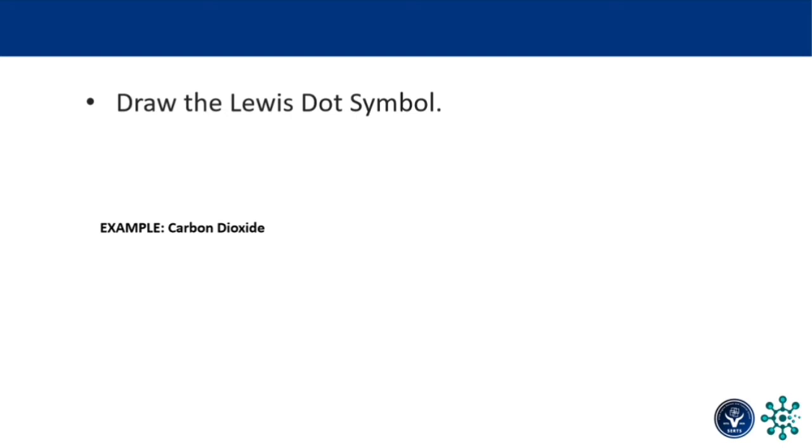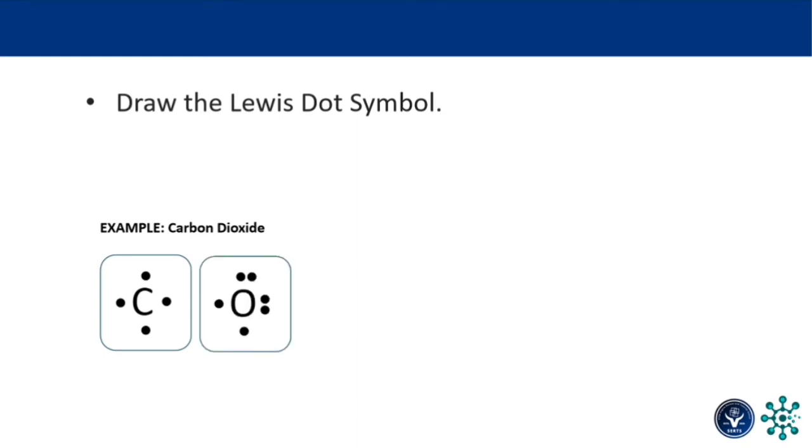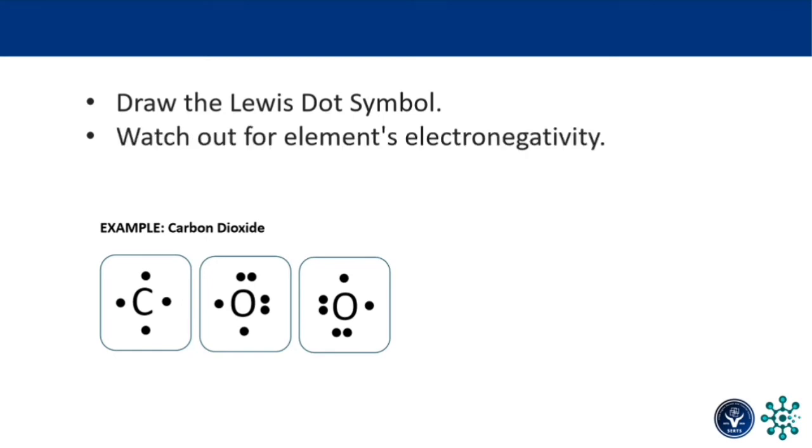For example, if we are to draw the Lewis structure of carbon dioxide, we will start with drawing the Lewis dot symbol of carbon and oxygen. So this is the Lewis dot symbol for carbon and this is for oxygen. Since in carbon dioxide we have 2 oxygens, we will need to indicate the Lewis dot symbol for 2 oxygen atoms.